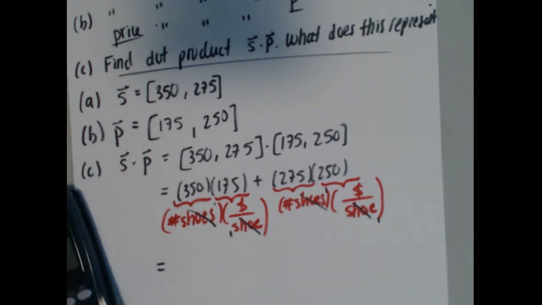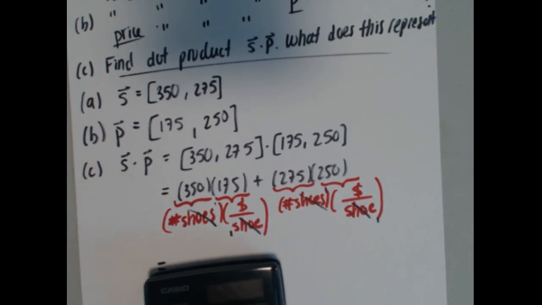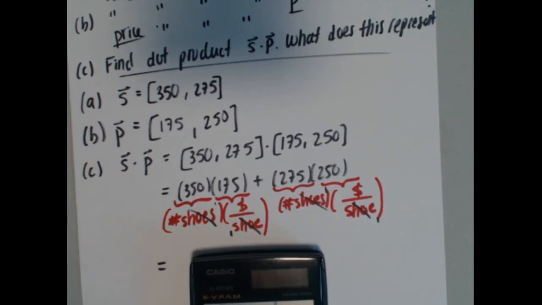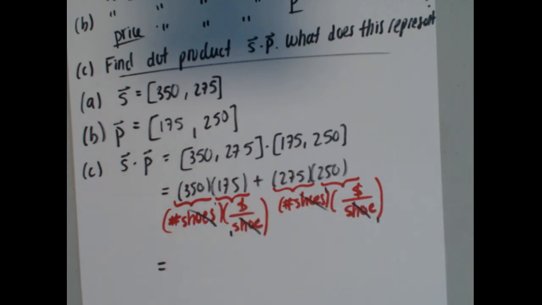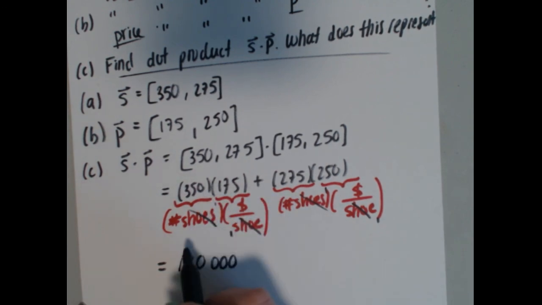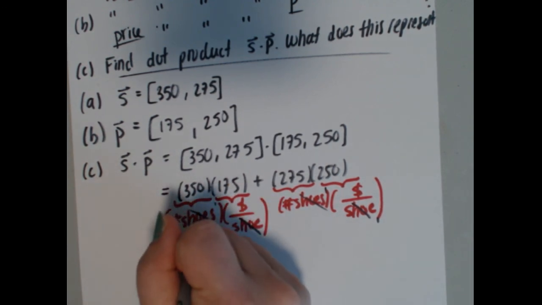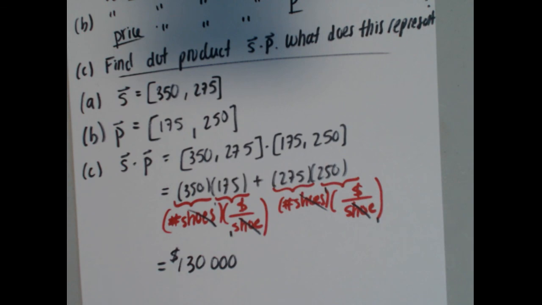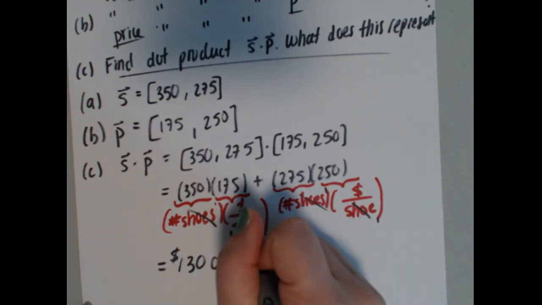So grabbing your calculator, let's see what this is equal to. So 350 times 175 plus 275 times 250. So we have 130,000. And the fact that you've already analyzed the units, you know that this is in dollars. And so what this represents is the amount of revenue of shoe sales.